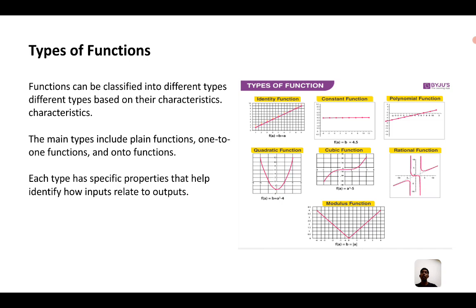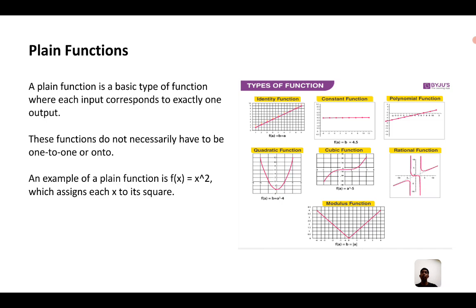Types of functions. Functions can be classified into different types based on their characteristics. The main types include plane functions, one-to-one functions, and onto functions. Each type has specific properties that help identify how inputs relate to outputs.